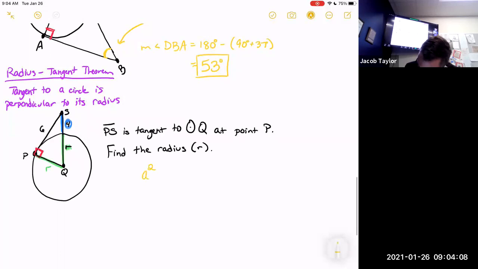A squared plus B squared equals C squared. The only one of these that's going to look really awful is C squared. A squared, I'm just going to use R, so R squared. B squared, I'll use 6 squared. What's C going to be? 4 plus R. Yeah, I'm going to do R plus 4, squared.